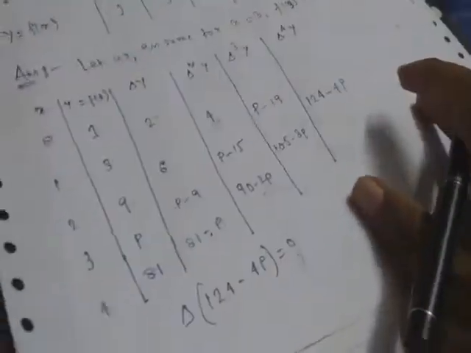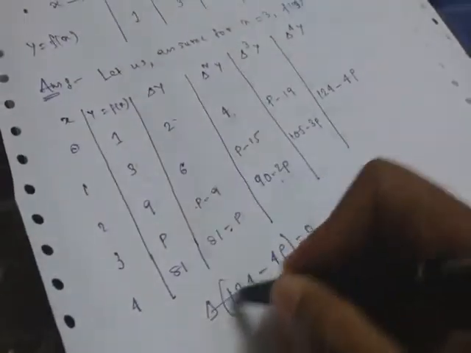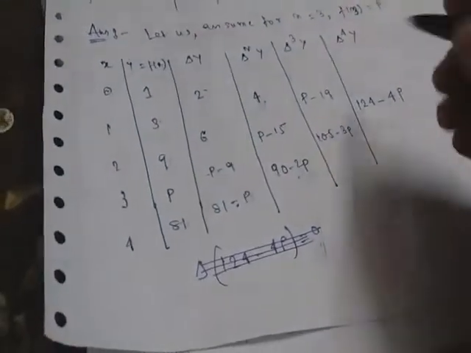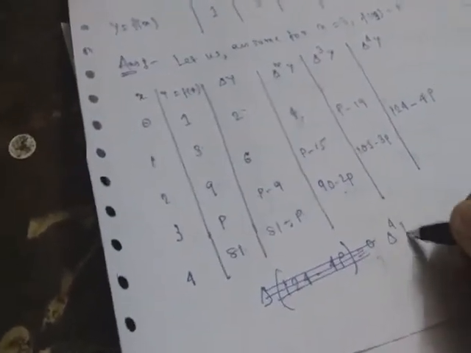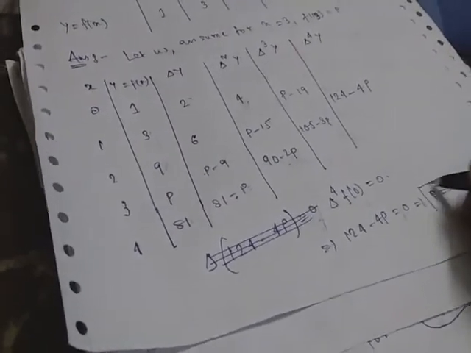equals 0. So let's write formally here: del 4 of f equals 0, and then we put in 124 minus 4p equals 0, and what we get is p equals 31. So this is our answer.